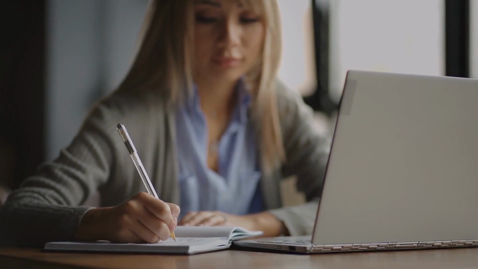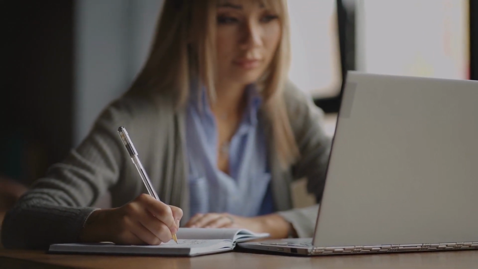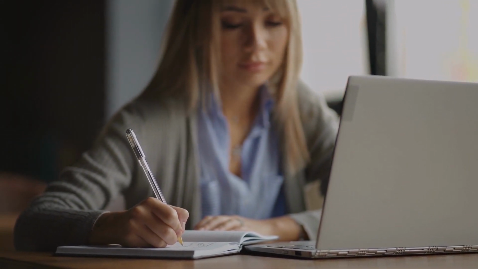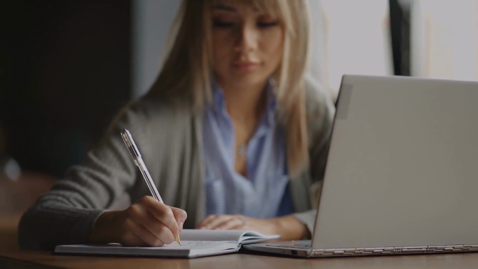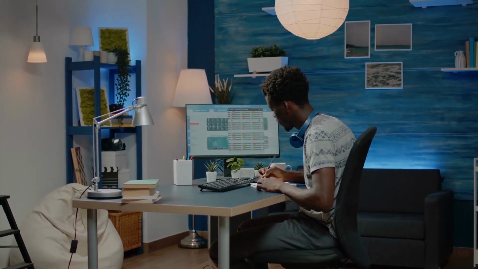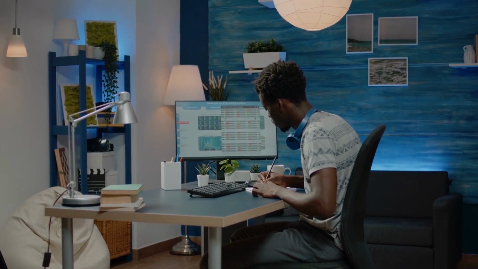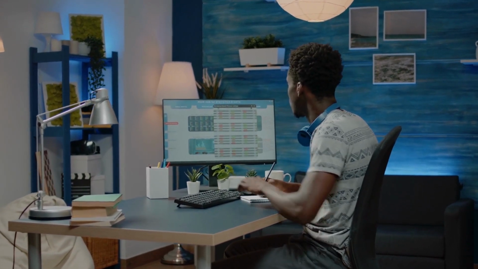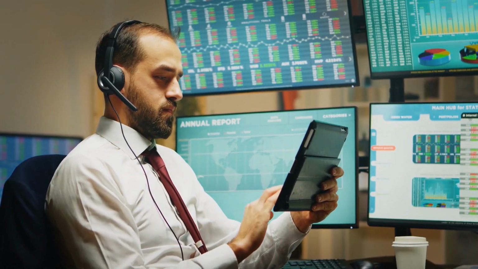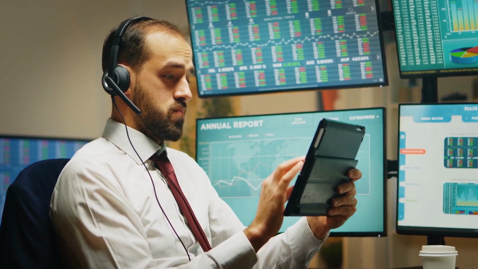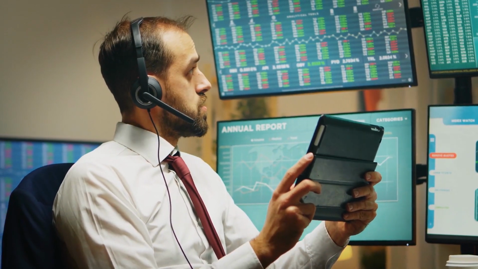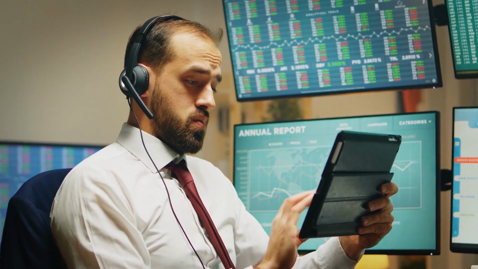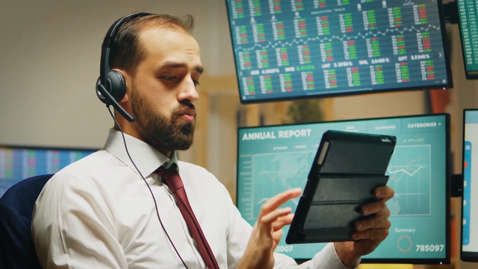A well-defined investment plan can also help you stay disciplined and avoid making impulsive investment decisions based on short-term market fluctuations. It can also help you track your progress and make adjustments as needed to ensure that you're on track to achieve your goals. Setting clear investment goals and having a well-defined investment plan is important because they can help you make informed investment decisions and stay focused on your long-term financial objectives.